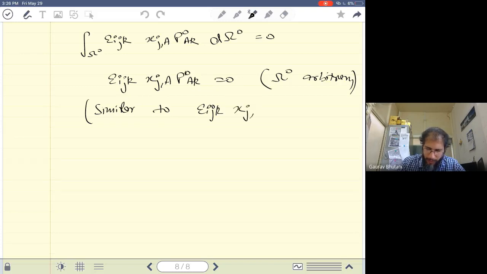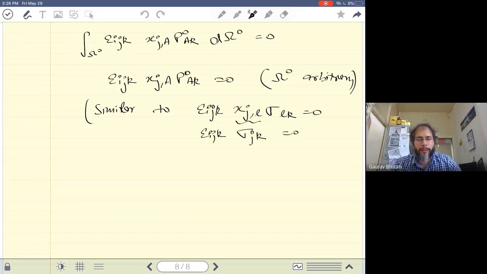We had xj comma p, well, let's keep it L, and then we had sigma Lk, and this was 0. So xj comma L was simply delta JL, which is your Kronecker delta, and this simplified to epsilon ijk sigma jk being equal to 0. So this simply gave us that sigma is symmetric.